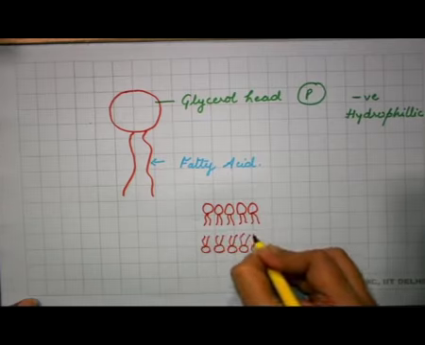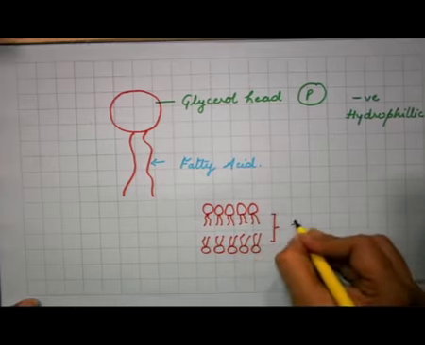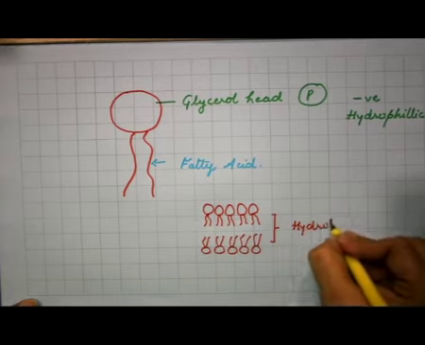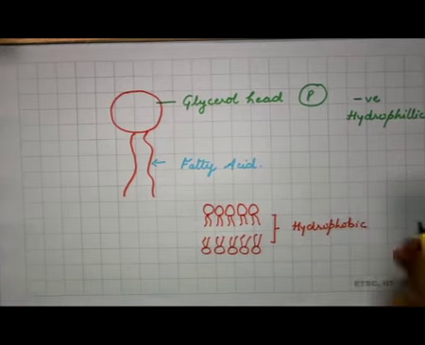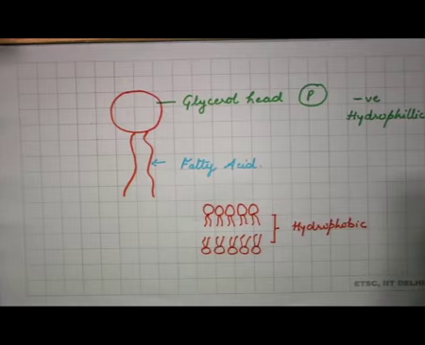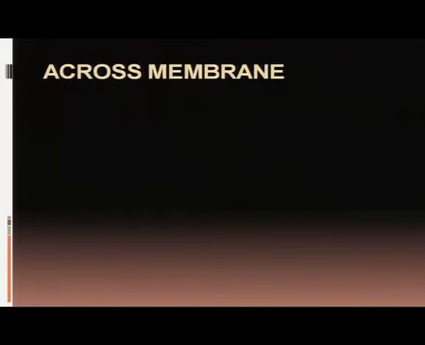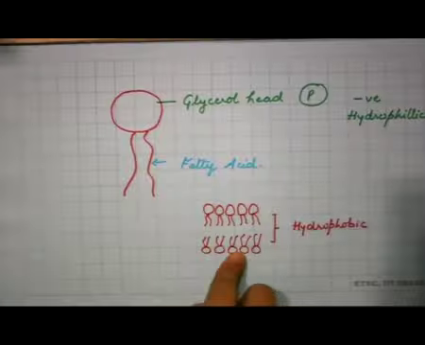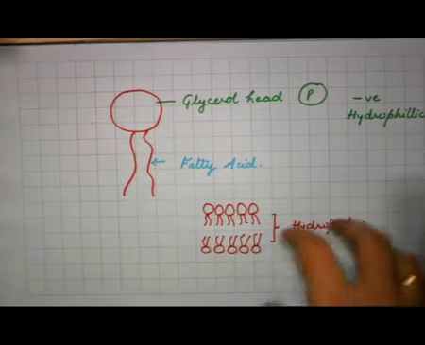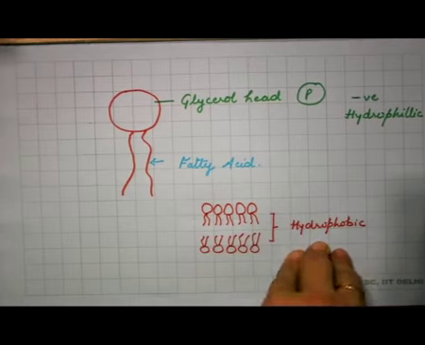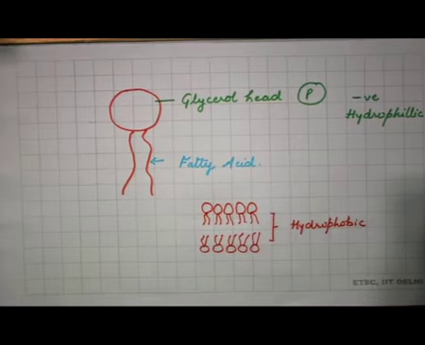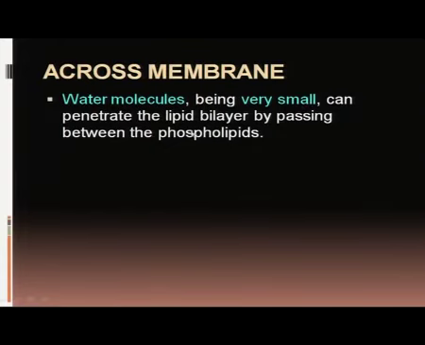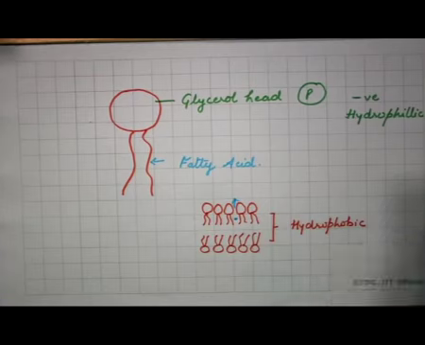All the hydrophobic tails will be towards inside and hydrophilic heads will be towards outside. So, the transport of materials across this membrane is dependent upon the nature of these hydrophilic and hydrophobic parts. Let us see how. The water molecules, which are very small, can penetrate the lipid bilayer by passing between the phospholipids. Just because they are very small, they simply pass by penetrating it.